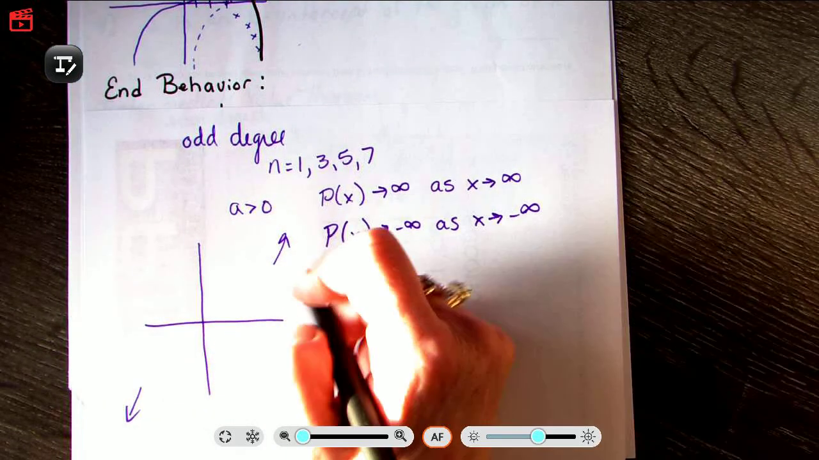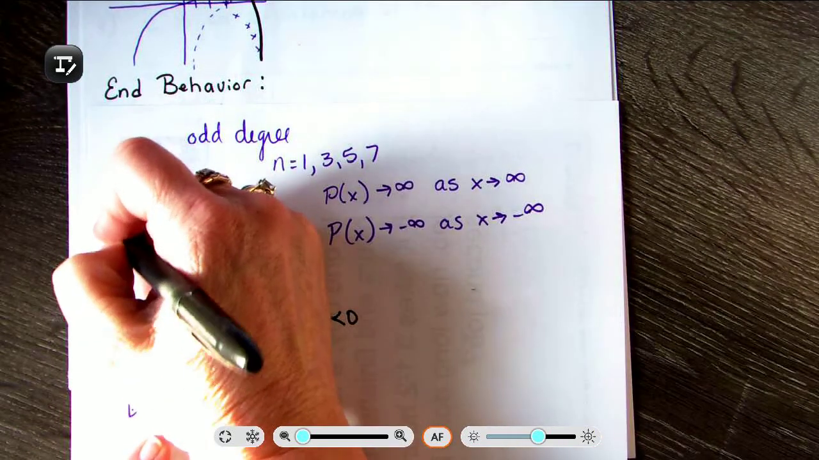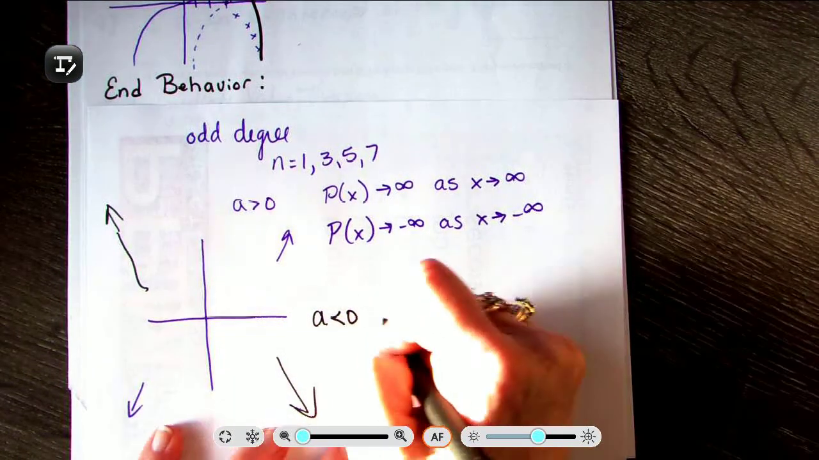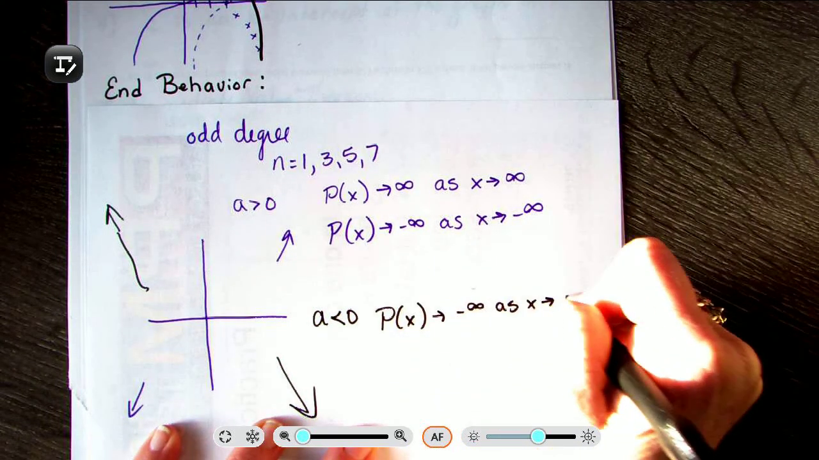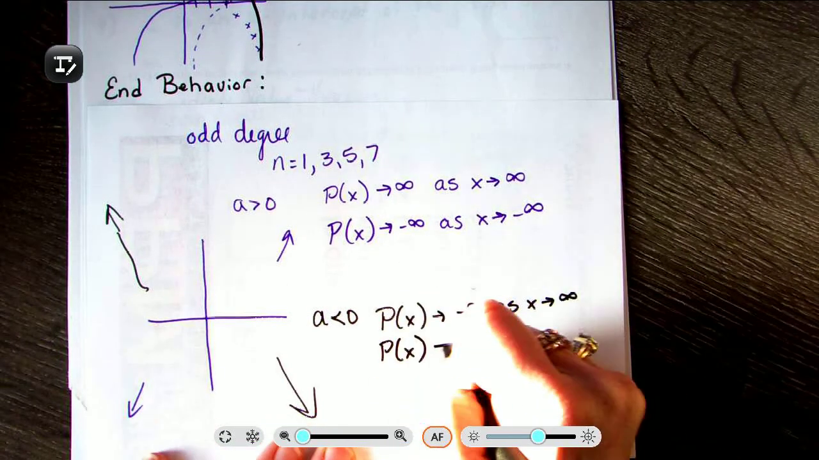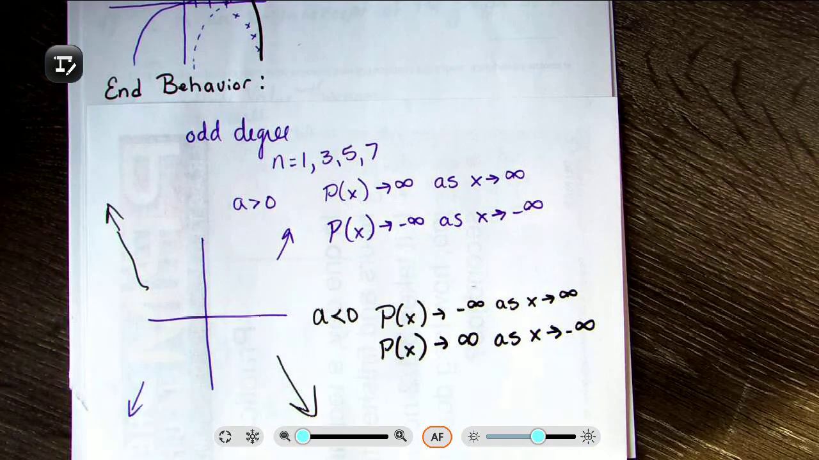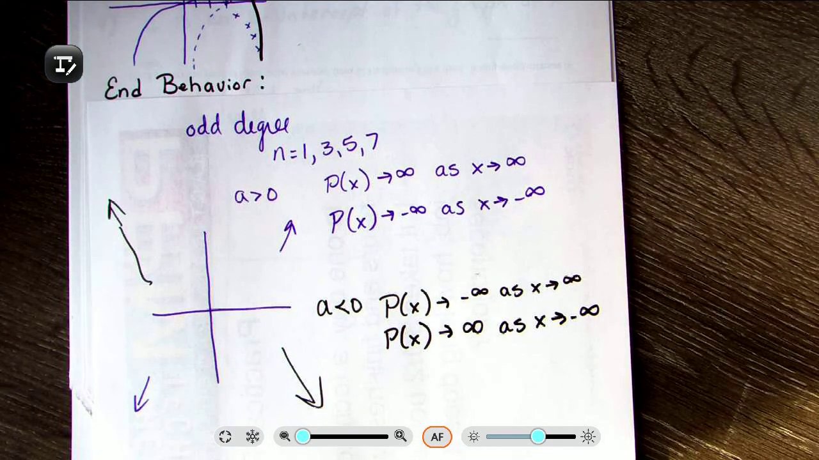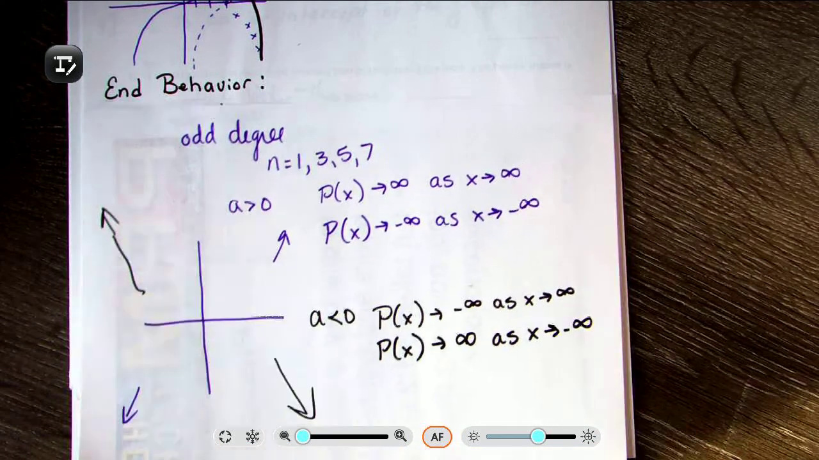If our leading coefficient was negative, that's like flipping it upside down. So it's going to start from the ceiling, do some wiggles and squiggles, and it's going to end up going into the basement. So P of x will go to negative infinity as x goes to infinity, or our P of x will go towards infinity as x goes to negative infinity. And we will keep all of these things in our minds when we are graphing our polynomials. We'll make sure we keep track of what's happening on the ends, and we'll be putting some more details on what happens in the middles.